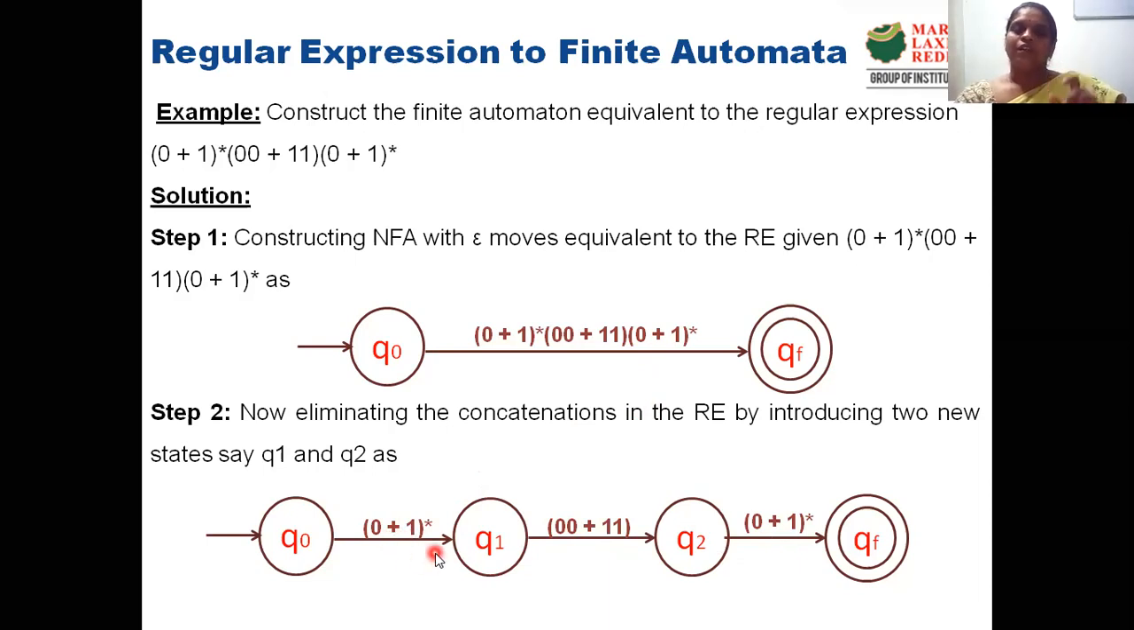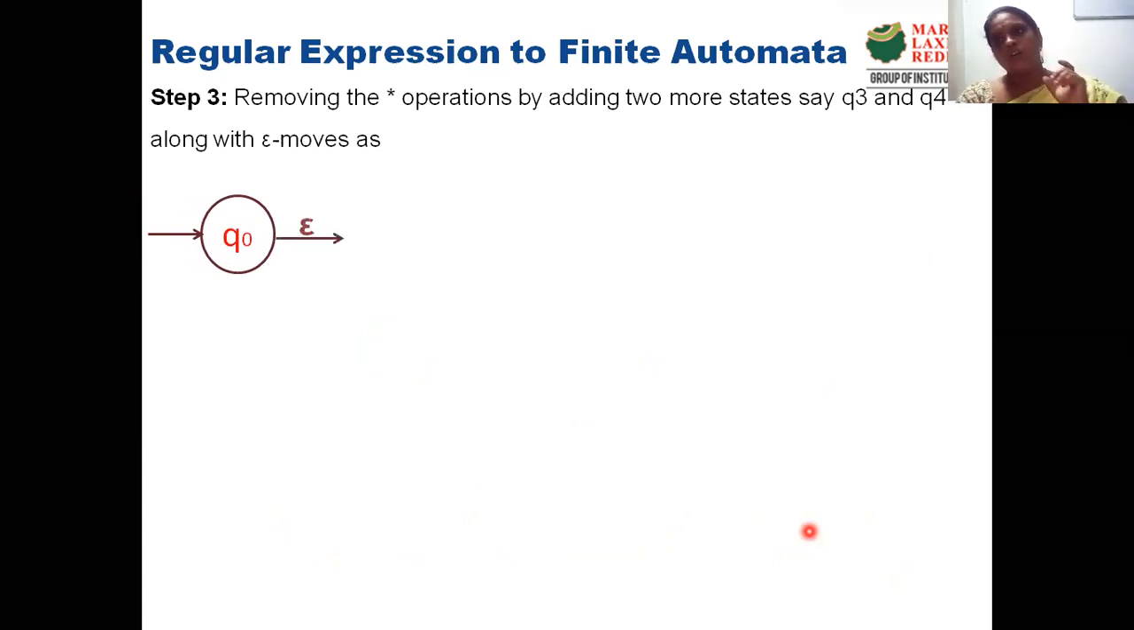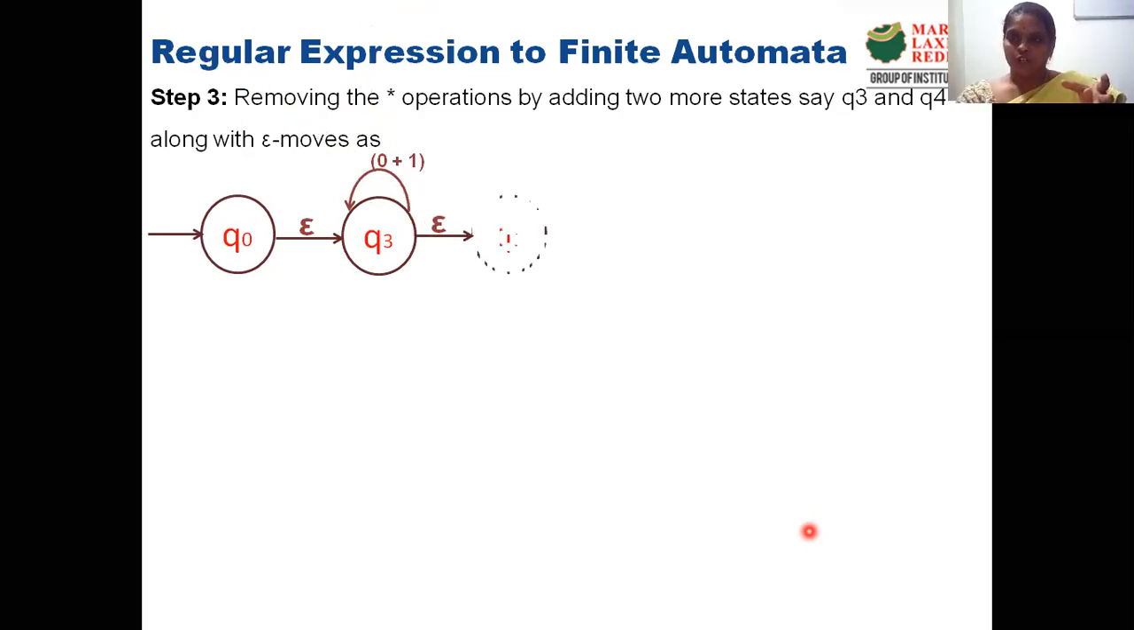Now in the next level we can identify that here we have a closure, here we have a union and concatenation, and here we have a closure. Now in step 3, let us break the closure operation, that means removing the closure operations. Again we introduce two more new states, say q3 and q4. From q0 we will be moving on epsilon to q3, and on q3 we'll be moving on 0+1, and from q3 again we move to q1.